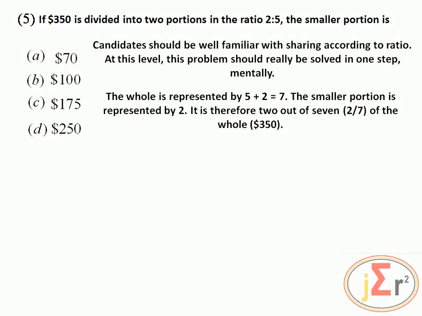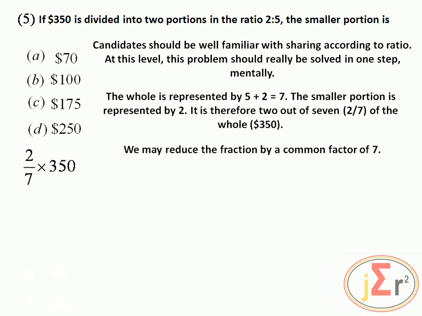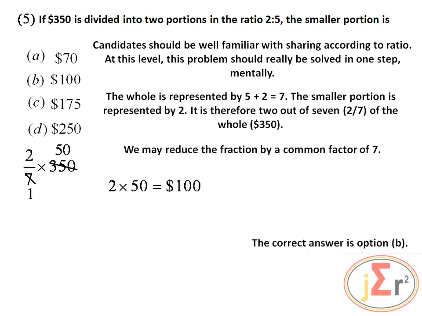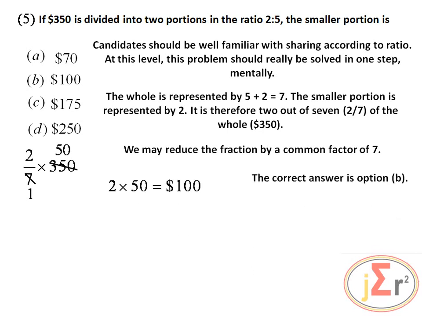$350. So it's 2/7 of $350. And we may do that by reducing the fraction by a common factor of 7, and 7 into 35 is 5. Do not forget the 0, so 50. Multiplying 50 by 2, we get $100. The correct answer is option B, as we have discovered before.